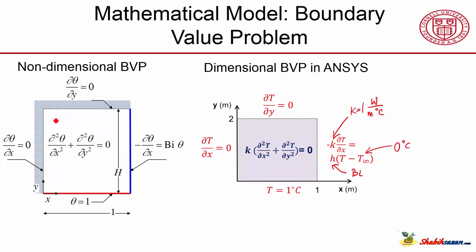Then this dimensional boundary value problem looks exactly like the non-dimensional boundary value problem. And ANSYS will report the temperature in degrees Celsius, but I can interpret that as the non-dimensional temperature theta. Okay, so T and theta will be the same if we do that. So that's a trick to solve that non-dimensional problem in ANSYS.